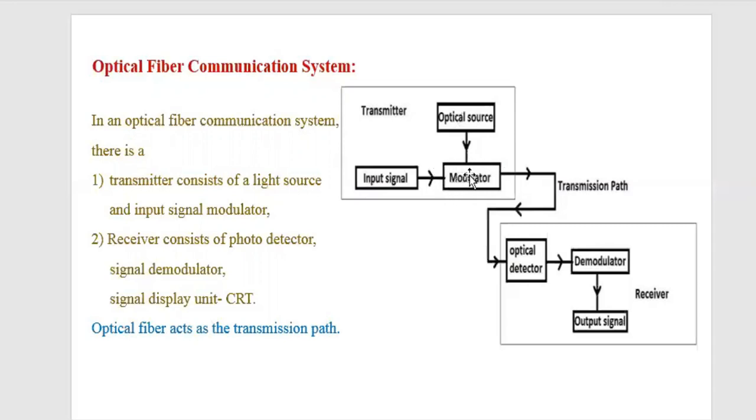Once it is modulated, the light rays pass through the transmission path, and optical detectors or photodetectors are placed to identify the light rays. Once the photon comes, it is converted into electrical energy, which is carried to the demodulator, which separates the output signal. That output signal goes wherever it is necessary. This is the process that is taking place. In this transmission path, the type of material used is optical fiber.